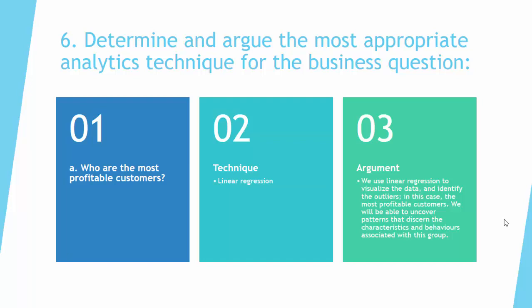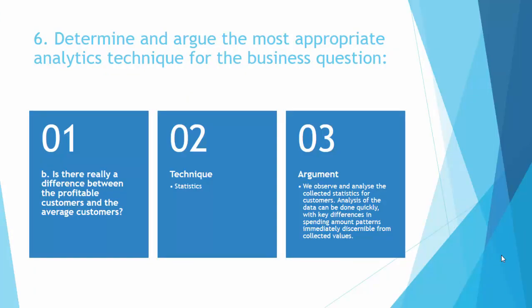We must identify the most profitable customers by uncovering the patterns and characteristics that differentiate profitable customers from non-profitable and average customers. They will display certain behaviors that will be observable through linear regression. Question 6, part B. Is there really a difference between the profitable customer and the average customer? So the technique we decided to use for this particular question is statistics. Why statistics? Because to see the difference between profitable customers and average customers, we need to see numbers.